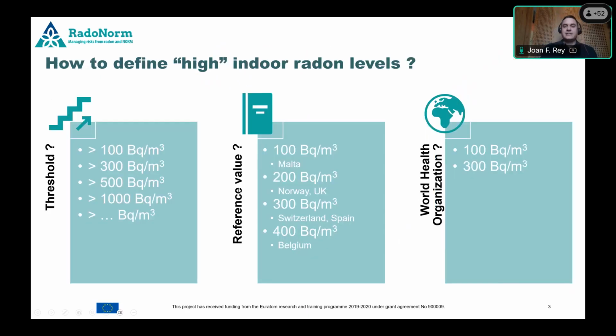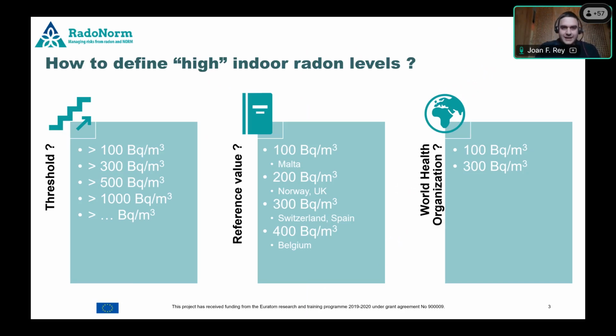The first question that came to us was the definition of high indoor radon levels. When do we qualify a level as a high radon level? The first supposition was to use a threshold, so more than 100, 1000, we don't know. Then we have specific thresholds, such as the reference value, which are different according to the countries. Here I put some examples. And finally, we have the recommendation from the WHO, which is 100 or 300, depending on the countries.